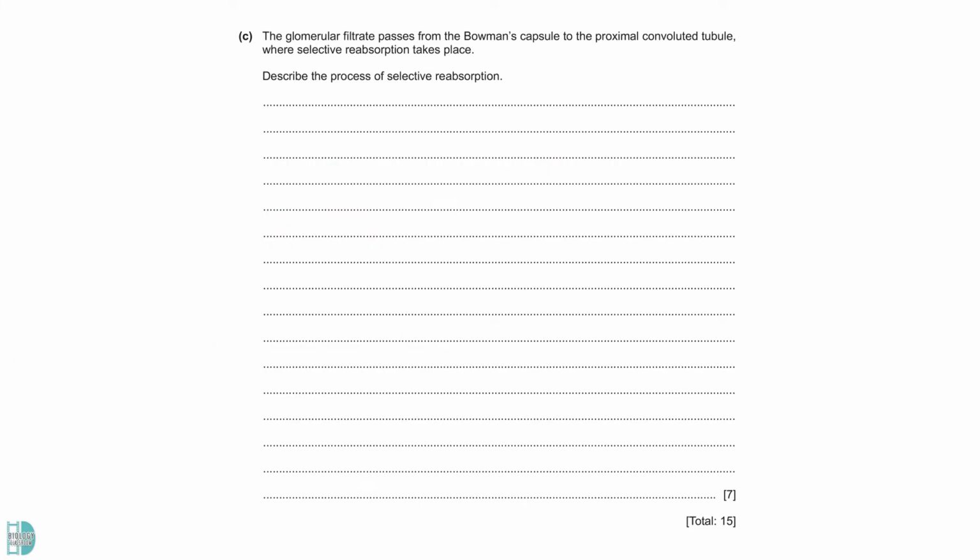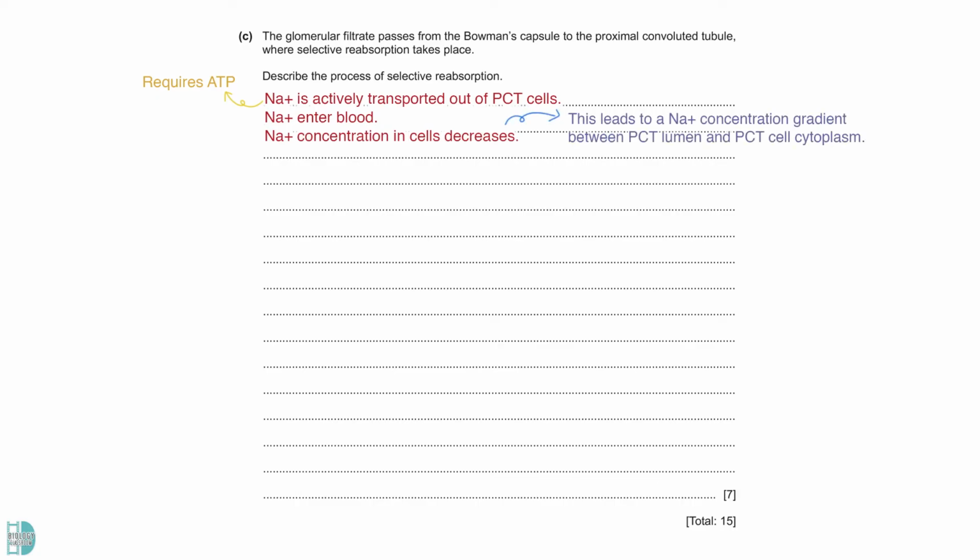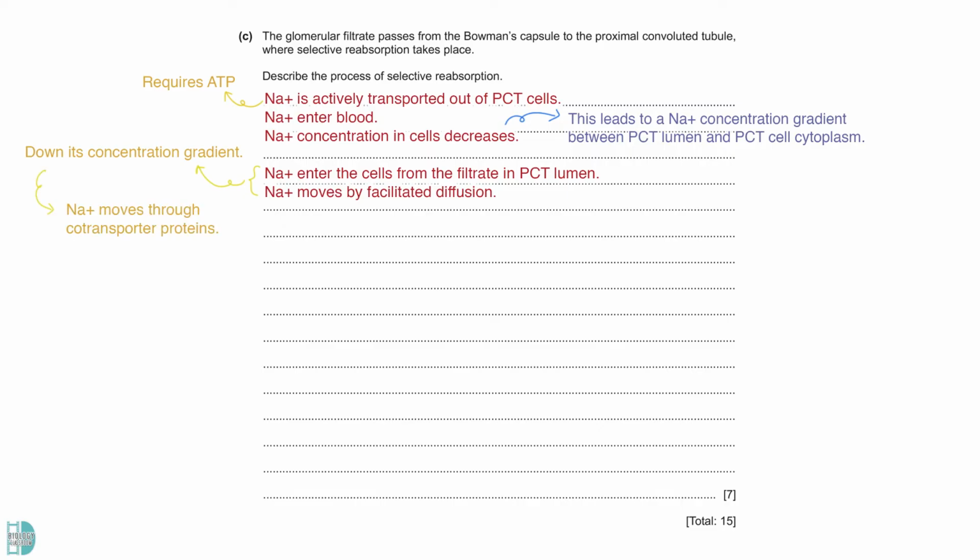C. Describe the process of selective reabsorption. First, sodium ions are actively transported out of the PCT cells. ATP is required for this movement. They will then enter the blood. This movement causes their concentration in PCT cells to decrease. A concentration gradient between the PCT lumen and the cytoplasm of the PCT cell is created. Sodium ions enter the cell from the filtrate or lumen by facilitated diffusion down their concentration gradient. They move through co-transporter proteins.